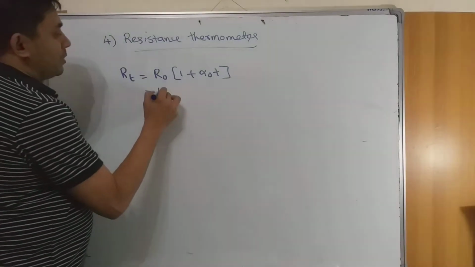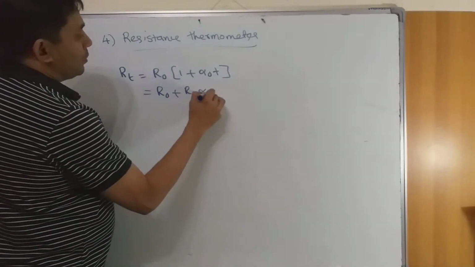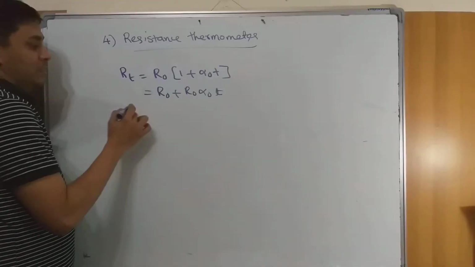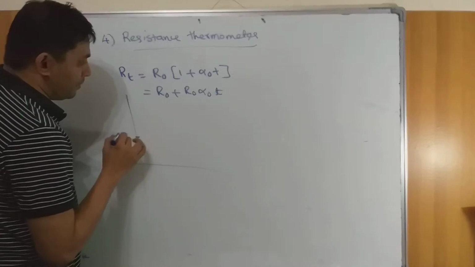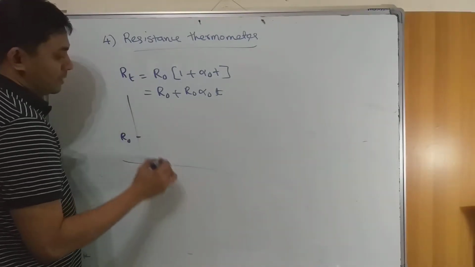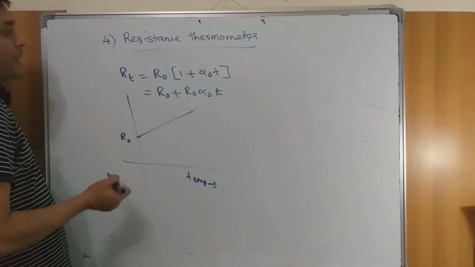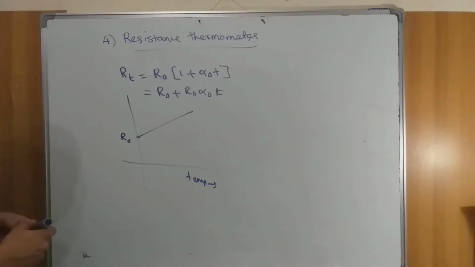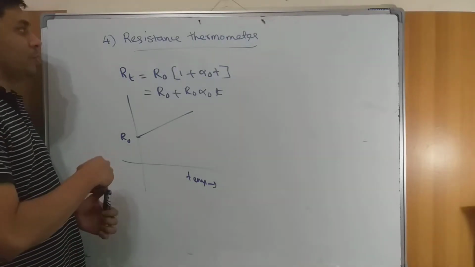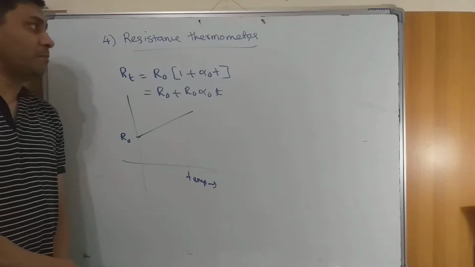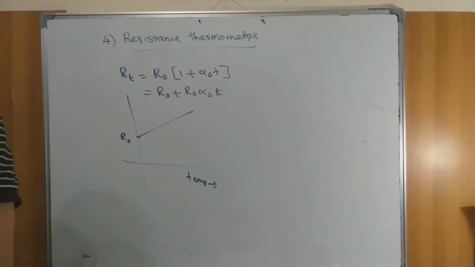If you expand this equation, it is R0 plus R0 into alpha 0 into T. So what you can see is that this indicates the starting reference value, which is R0, and as the temperature increases, the resistance also increases. This particular concept can be used for the measurement of temperature. A change in temperature appears in the form of a change in resistance. These types of sensors or transducers are called resistance thermometers.